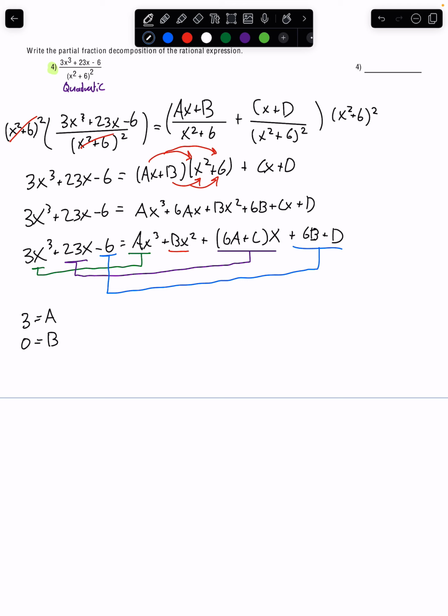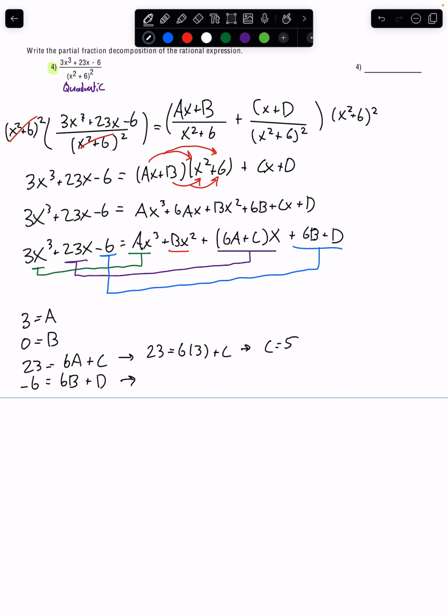And then the 6a plus c times x corresponds with the 23x. That changes to 23 equals 6a plus c. And then the last piece, 6b plus d, corresponding with negative 6, gives us negative 6 equals 6b plus d. And if we plug in the a and b values we found, we can change this to 23 equals 6 times 3 plus c. We'll solve this and we get c equals 5.